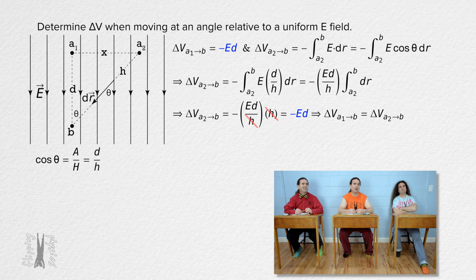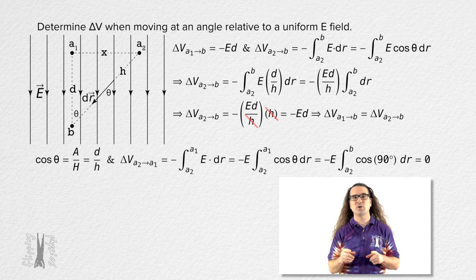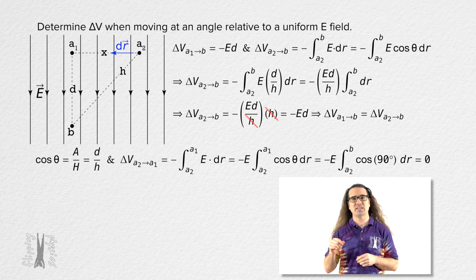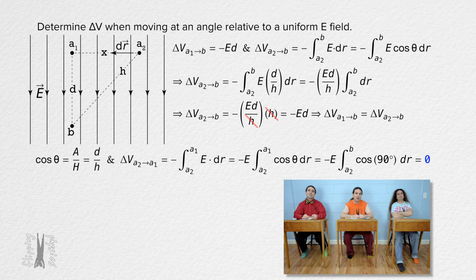Why is that? That is because the electric potential difference from point A2 to point A1 equals 0. The angle between the electric field and the infinitesimal displacement dr, which points from A2 to A1, is 90 degrees, and the cosine of 90 degrees equals 0.